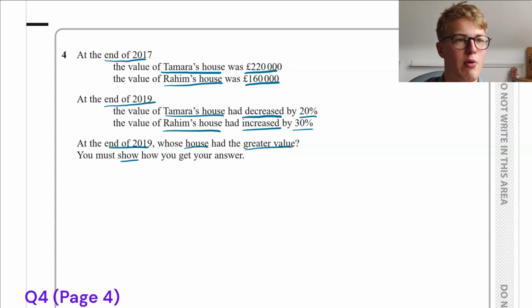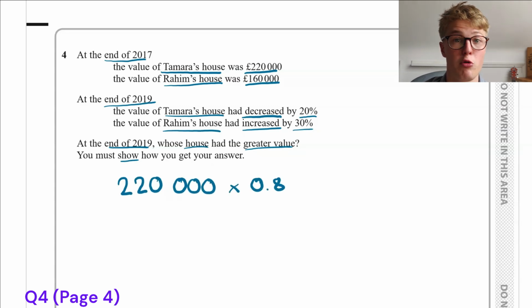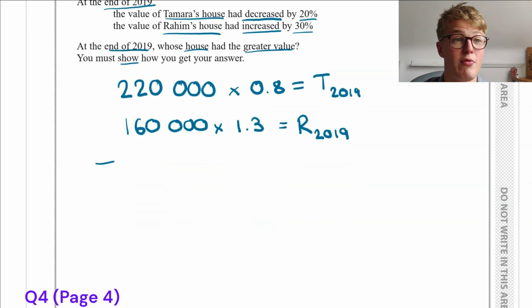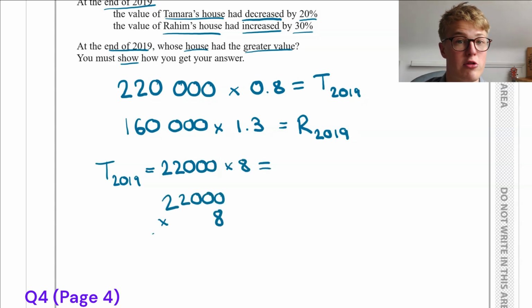So we can write this algebraically, and we think of 220,000 times 0.8 as the value of Tamara's property in 2019, or T 2019 here. 160,000 times 1.3 is going to represent our 30% increase for Raheem's house in 2019, and then we can move on. So if we have Tamara's house in 2019 being 220,000 times 0.8, we can think of this as 22,000 times 8.